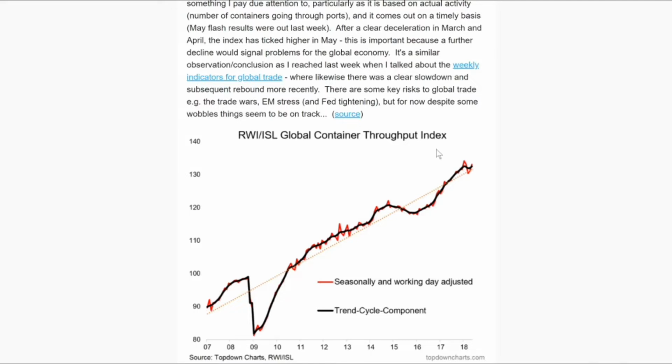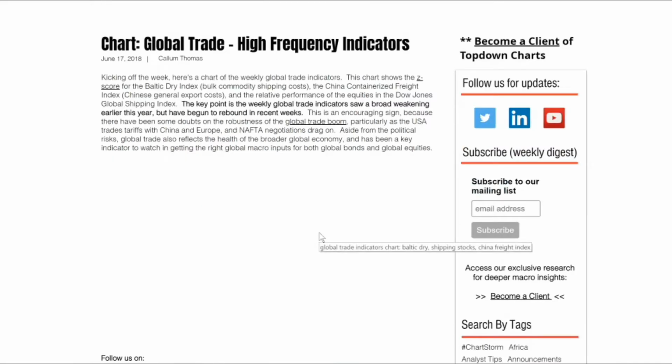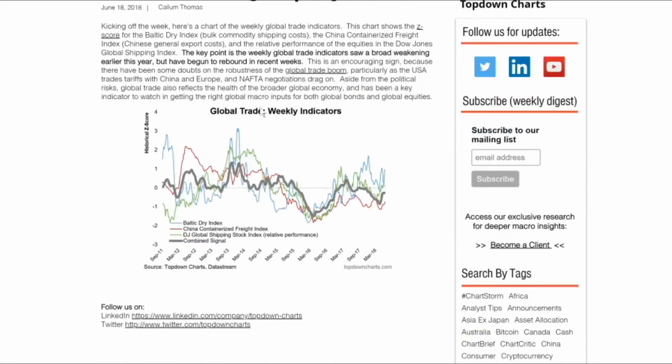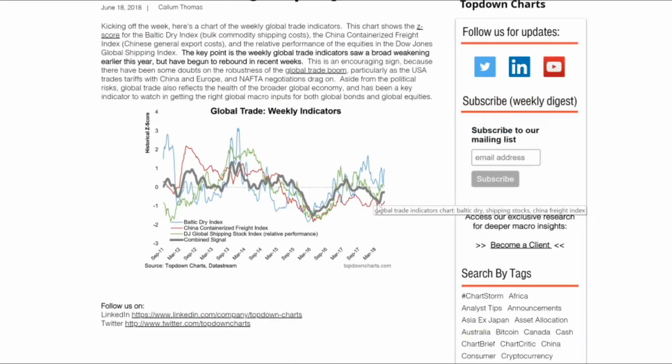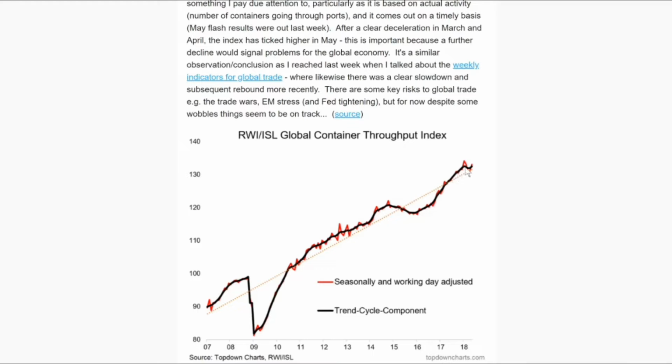We did actually see a fairly similar kind of pattern in the weekly global trade indicators. I might actually just show that one. This was actually in last week's edition. So we've got here global trade high frequency indicators. We had this deceleration, especially in the last part of 2017, and subsequent rebound. So that sort of adds weight to the idea that it is genuine, that we did see a little bit of a slump followed by a rebound.